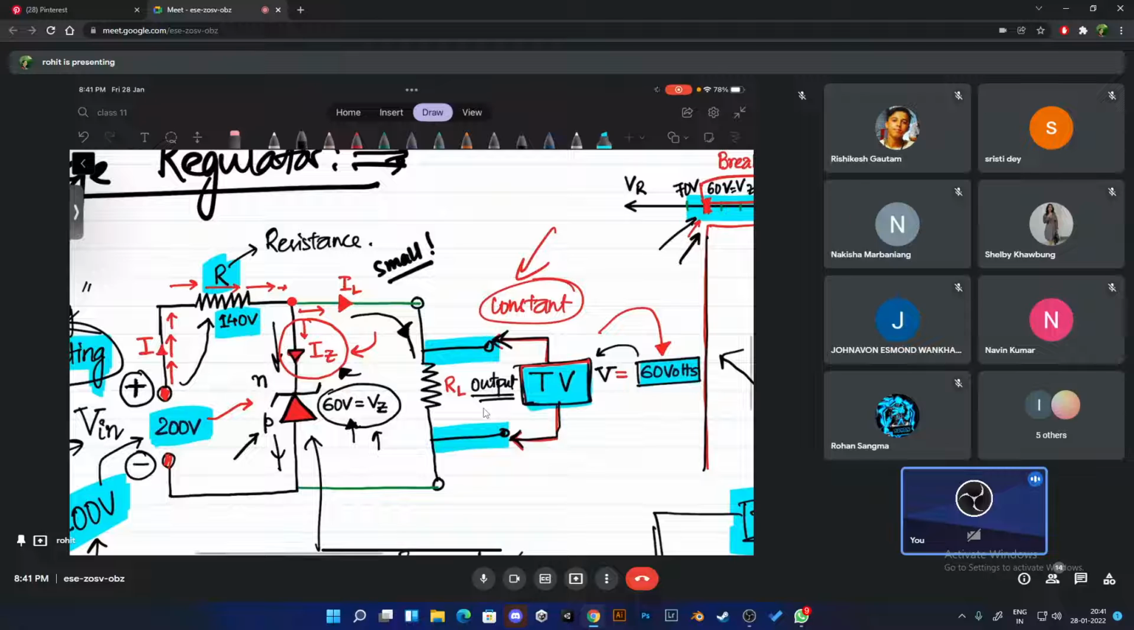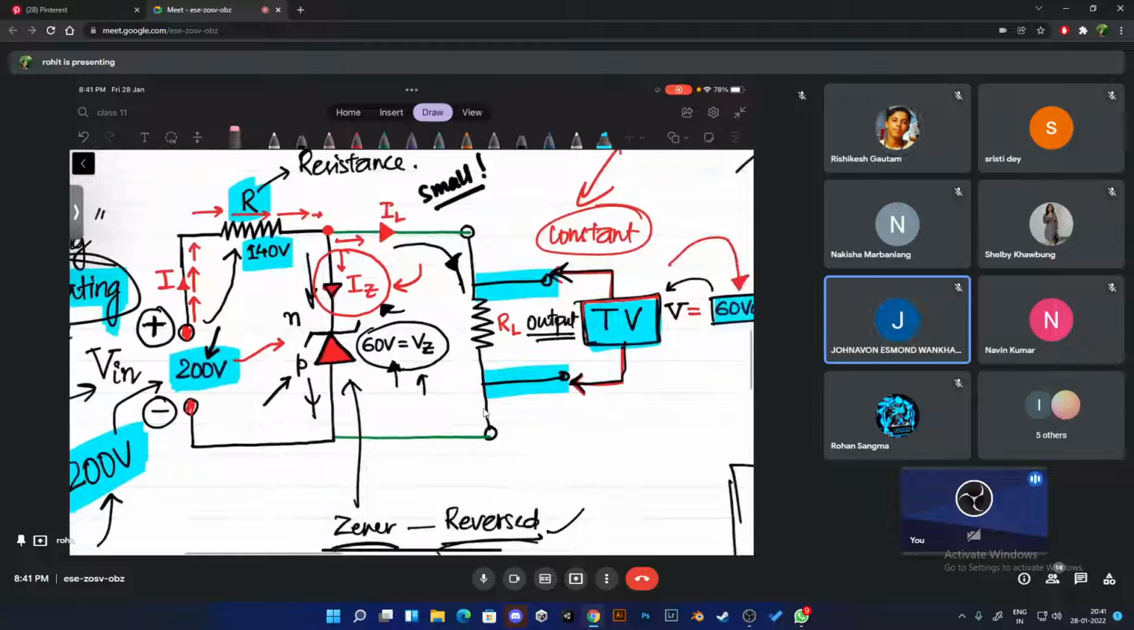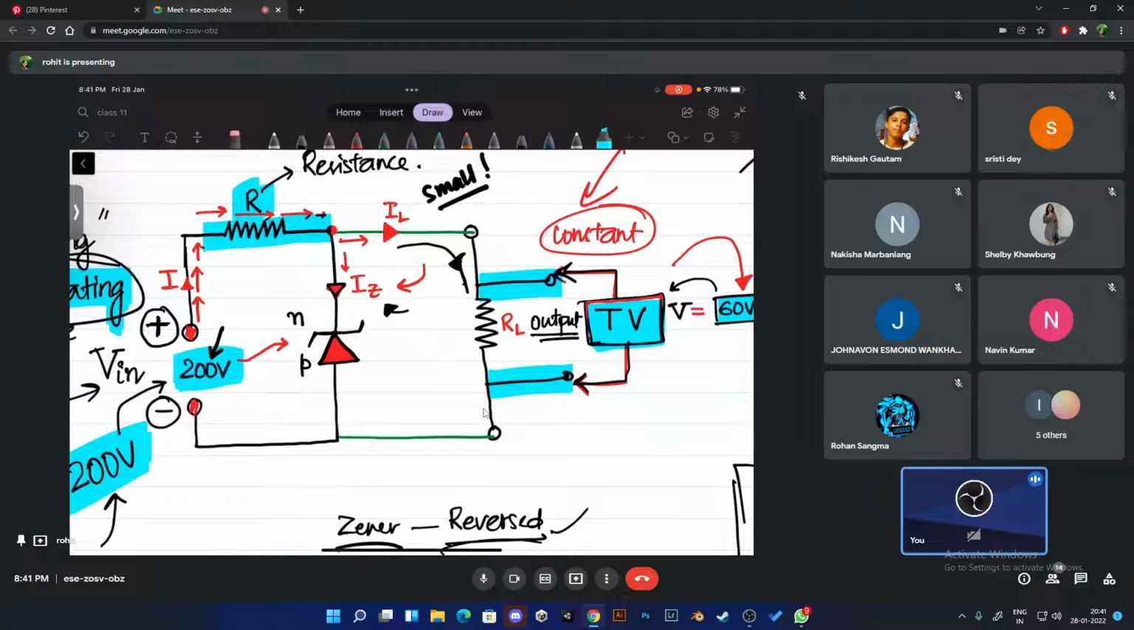And why it is happening, I'll tell you again. Look at this voltage. What do you think? It's a voltage or very high voltage? 200 volts. Very high. So where does this voltage get distributed? Tell me. Where does it go? Some part will go here, and some part goes here, across the what?